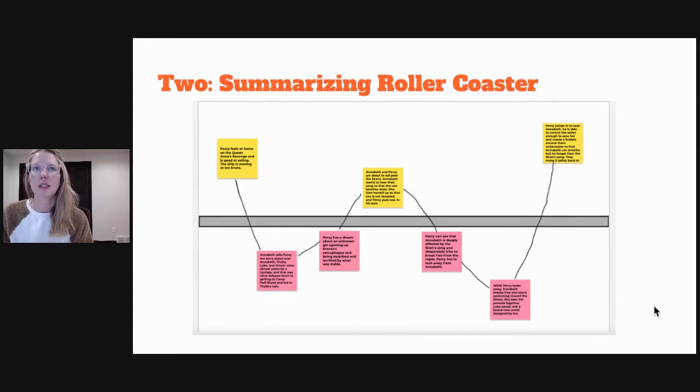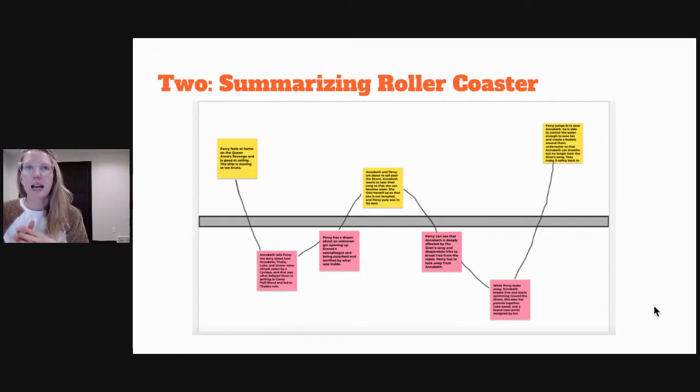a read aloud that I recently did with my students. Anything above the line is a positive plot event that happened to the main character. Anything below the line is a negative plot event in that chapter that happened to the main character. Students plot the events from left to right across the line. As you go across the line horizontally, that also represents the chronological order of the events.